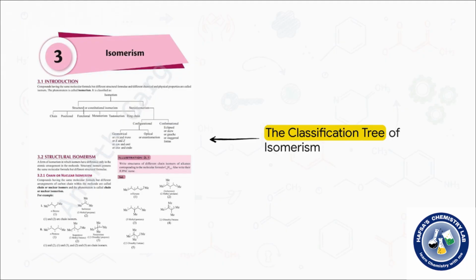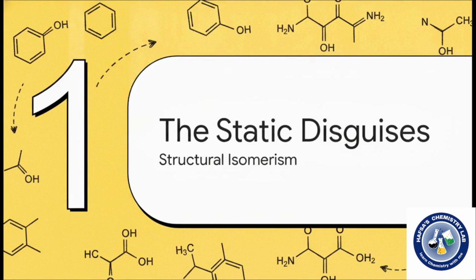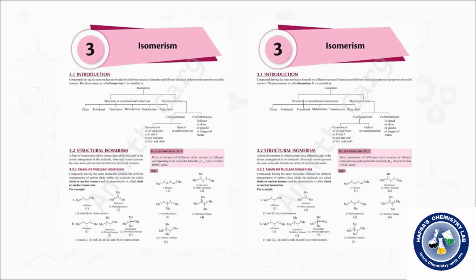So let's start right at the foundation. First up, we're looking at the static disguises, otherwise known as structural isomerism. Kicking things off with chain isomerism, this is where the fundamental atomic skeleton of the molecule is permanently rewired. Take n-butane and isobutane. They share the exact same carbon count, 4 carbons, 10 hydrogens, but the structural divergence is wild. One forms this long, straight line, while the other branches out like a tree. And just because of that branching, their packing efficiency changes entirely, giving them completely different boiling and melting points.